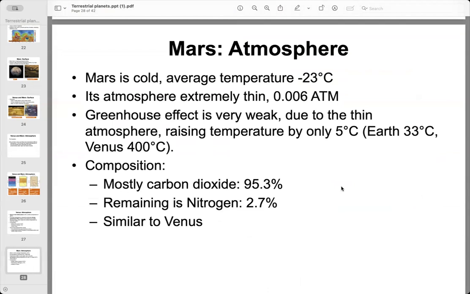The greenhouse effect on Mars is very weak because of the very thin atmosphere. In fact, it has an effect which is called the ice house effect, which we'll talk about a little bit later.